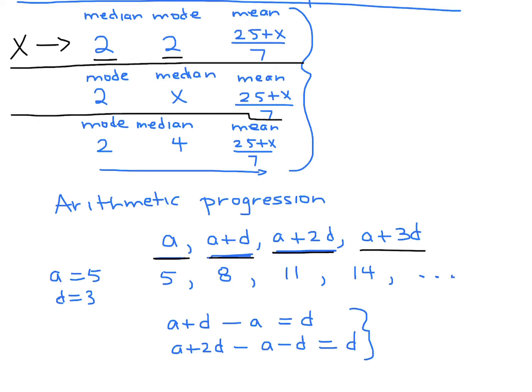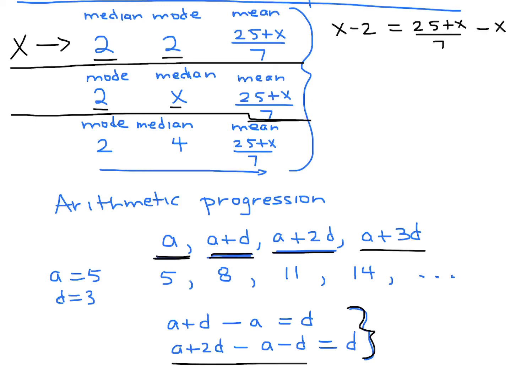Now the second scenario, is this an arithmetic progression? Well, looks like it. Let's see. We have to now employ this fact that you subtract to get the d. So I'm going to subtract this from this, right? A plus d minus a, same thing, x minus 2. And that's going to be some difference, d. And then I can use the next term, this one here, 25 plus x over 7 minus x, like that. And that will be essentially what I did down there. And let's solve for this.